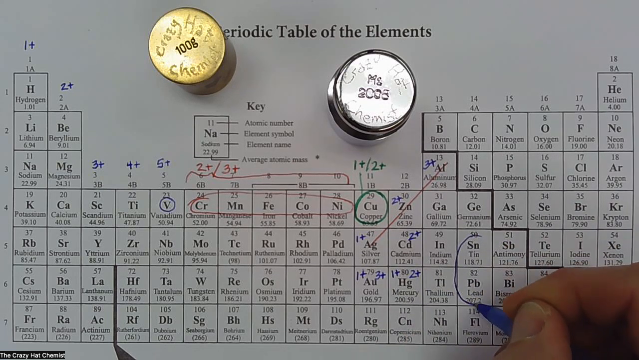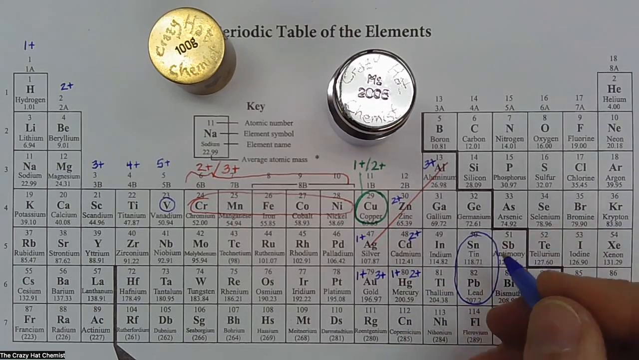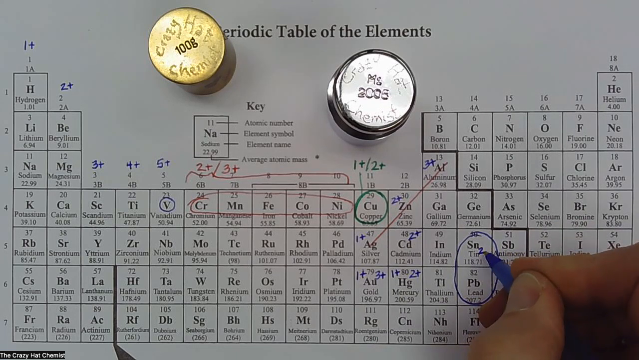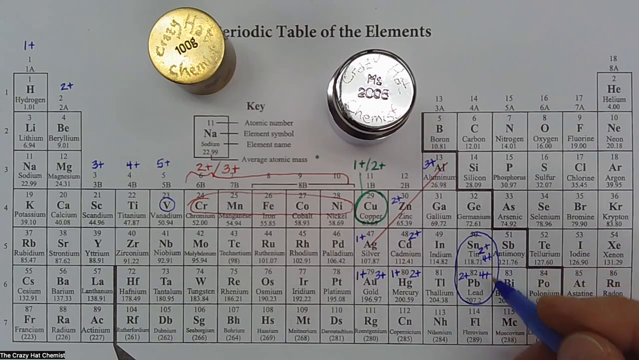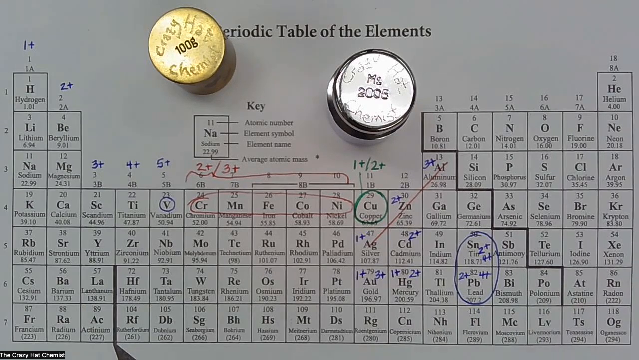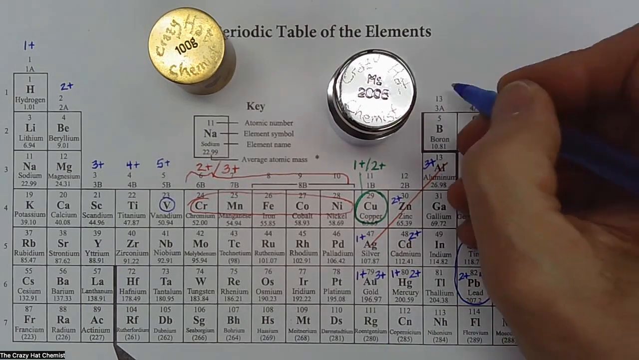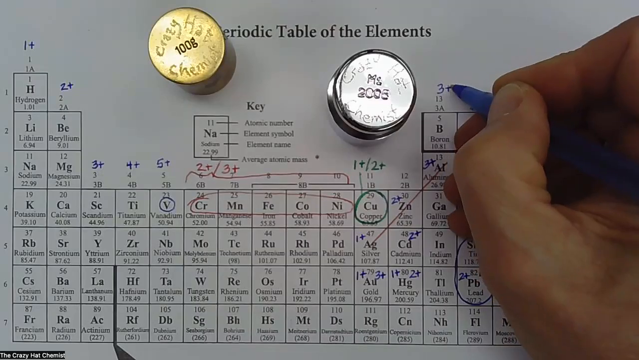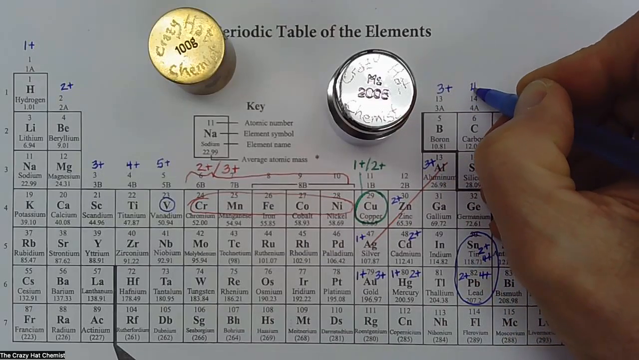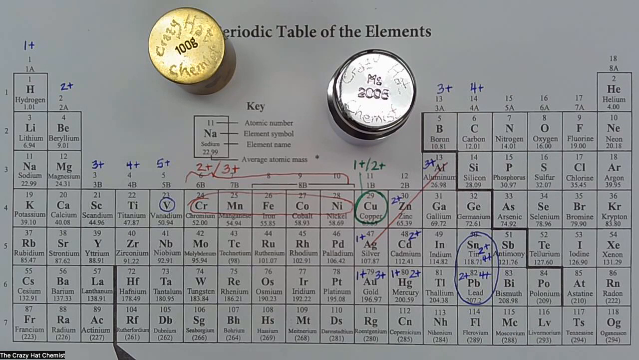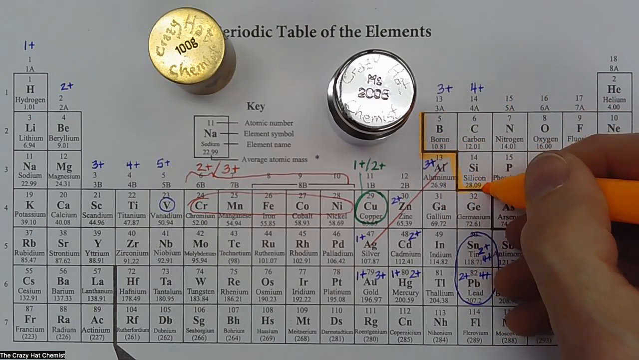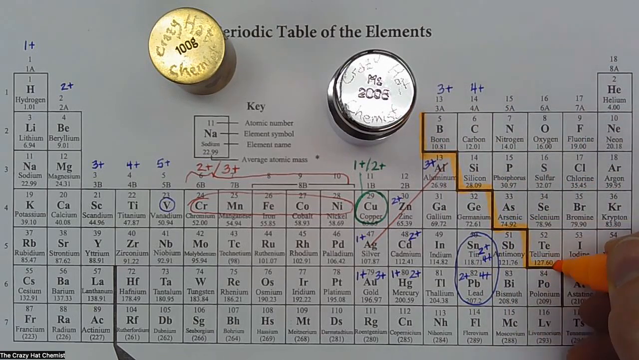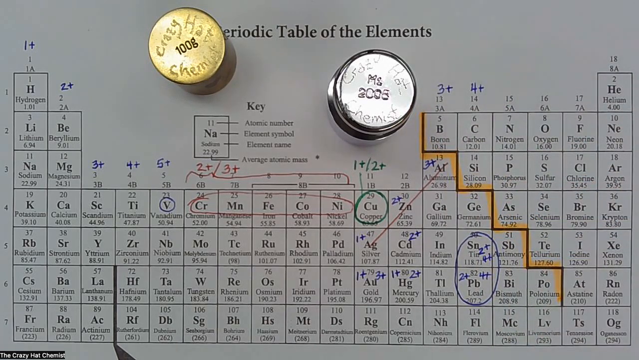Tin and lead both have the same two sets of charges. They both have a 2+ and a 4+. Then we go over to group 13 or 3A, that is a 3+ charge. Then carbon has a 4+ charge. And you notice that we have this orange staircase line here before us, and that separates the metals from the non-metals. And we're going to be using that staircase line here.